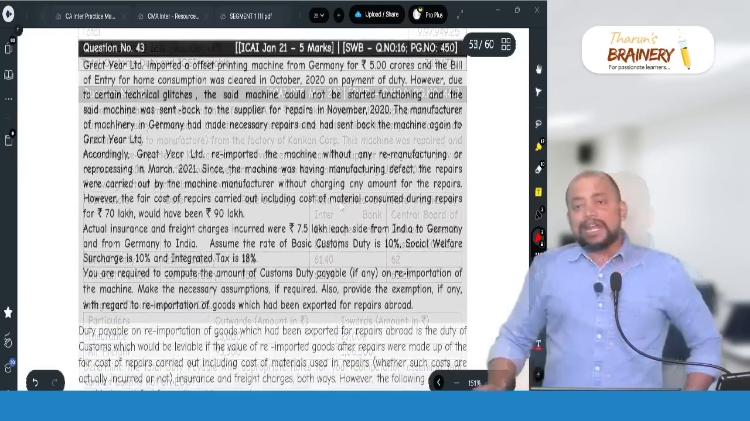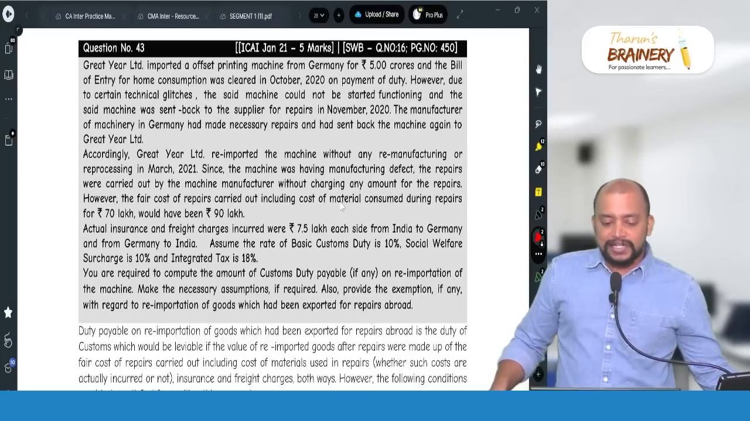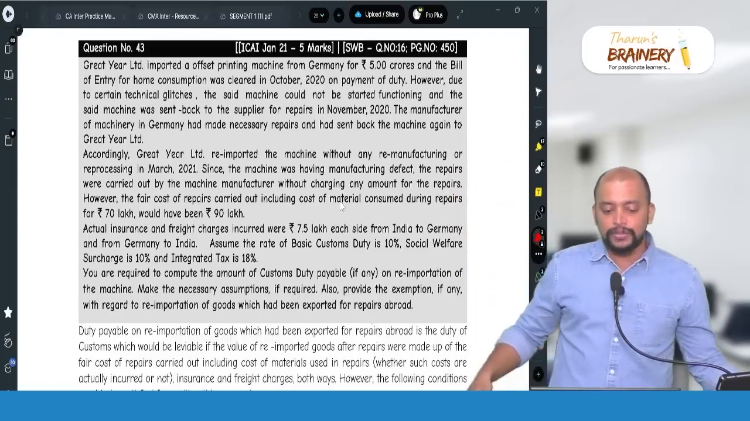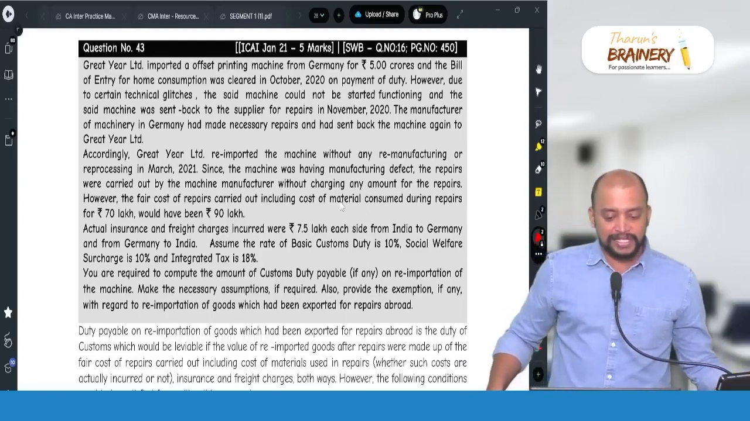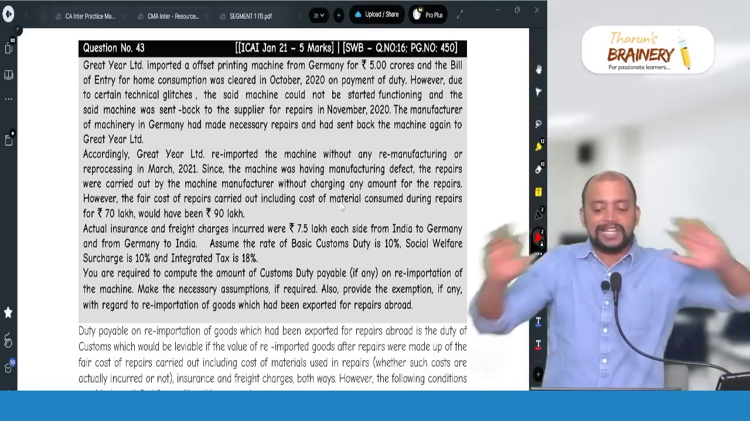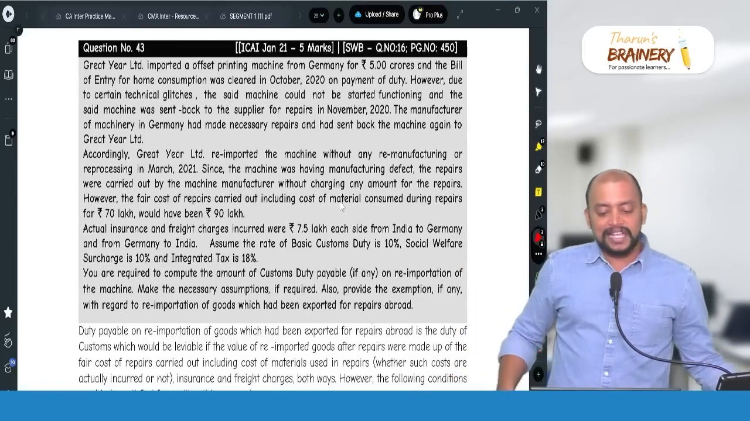Normal question only. Great Year Limited imported an offset printing machine from Germany for 5 crores and the bill of entry for home consumption was cleared in October 2020 on payment of duty. However, due to certain technical glitches, the machine could not be started and was sent back to the supplier for repairs in November 2020. The manufacturer in Germany made the necessary repairs and sent the machine back to Great Year, which imported it without any remanufacturing or reprocessing. Since the machine had a manufacturing defect, the repairs were carried out without charging any amount. Even then, we need to include the fair value of repairs.